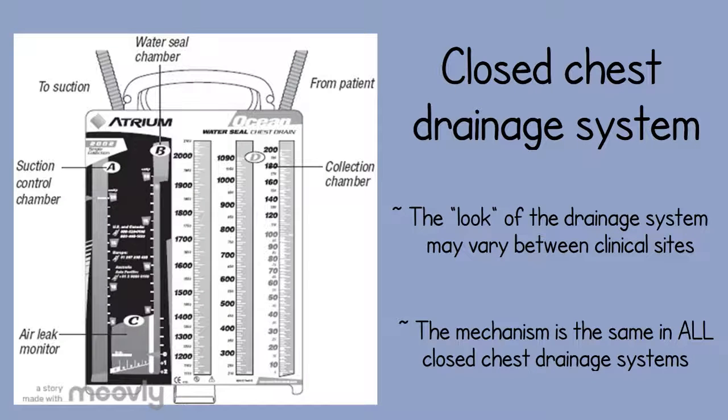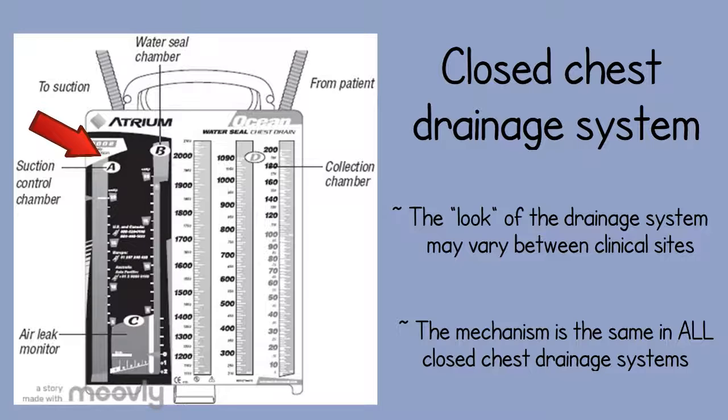Here is a picture of the ocean atrium. Please keep in mind that the closed chest drainage system may look different at the hospital where you practice your clinical rotations. However, the mechanism will be the same. As you will see on the ocean atrium depicted to the left of this slide, each chamber is labeled either A, B, C, or D.